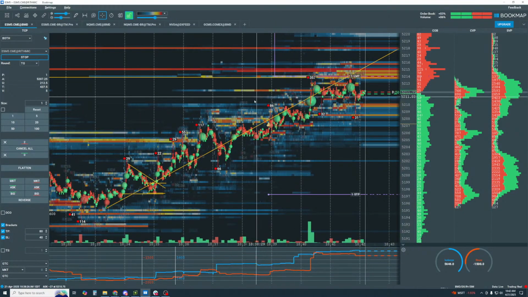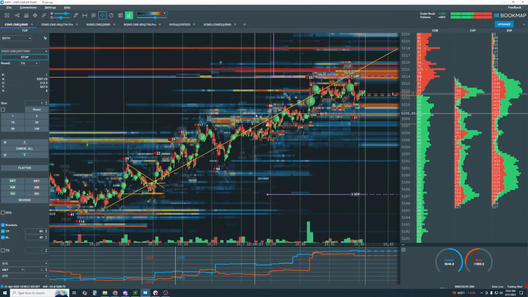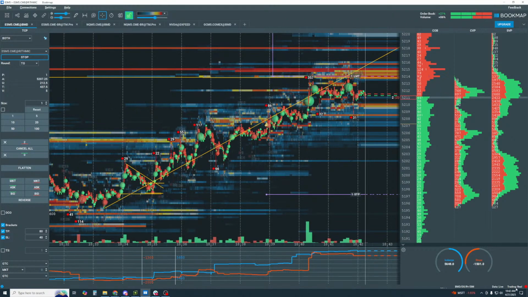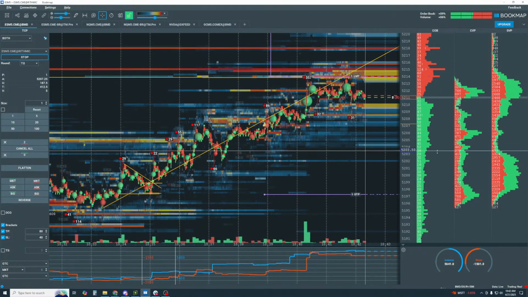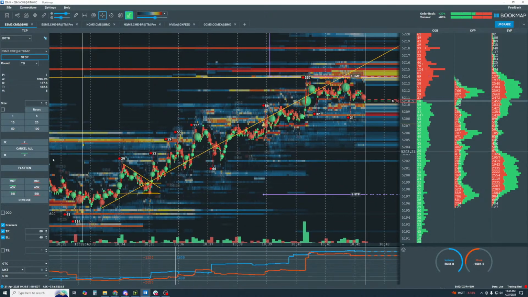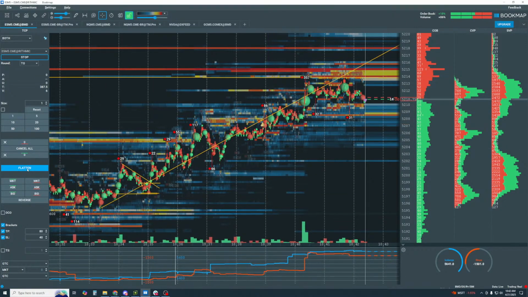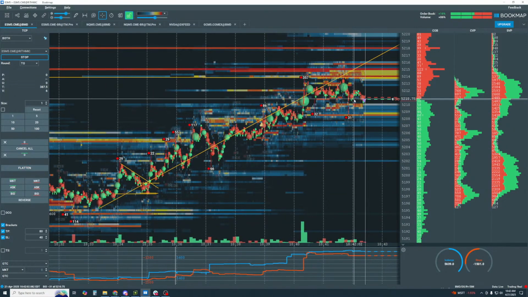Okay, so I just want to demonstrate that this is not real, even though it says real in the lower right hand corner here. In fact, I'll show you why in just a minute. And I'm going to flatten this position here. So we're at the bottom of the range.